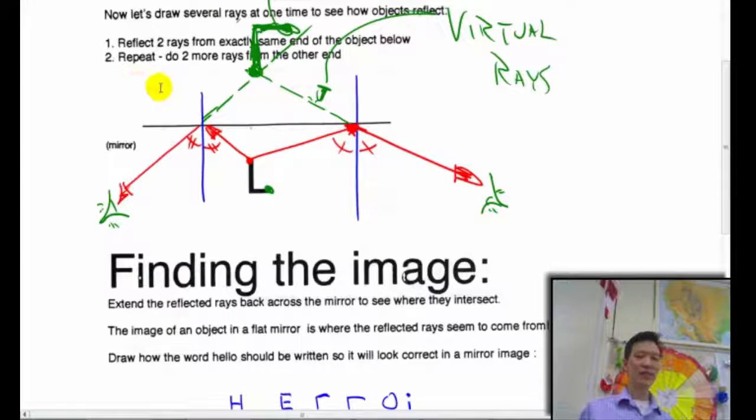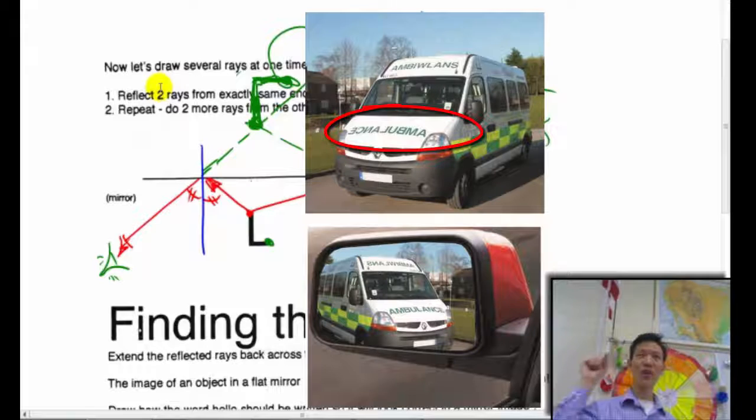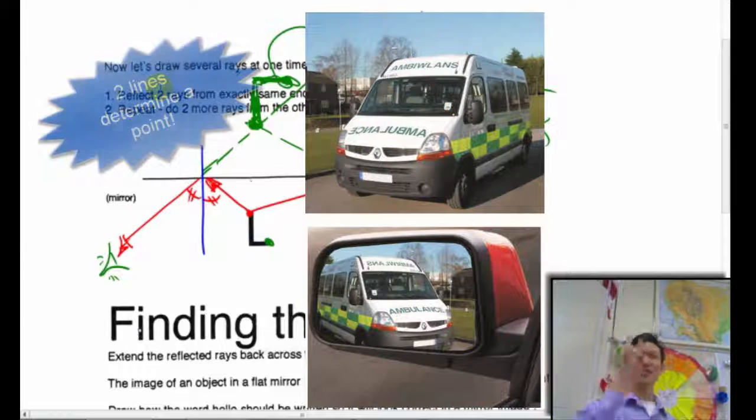How do you find an image? If you look at a letter L inside a mirror, why does it come out flipped around and backwards? Real simple idea. How many lines in real life determine a single point? How many lines determine a point? 2. One line, you don't know where it is.